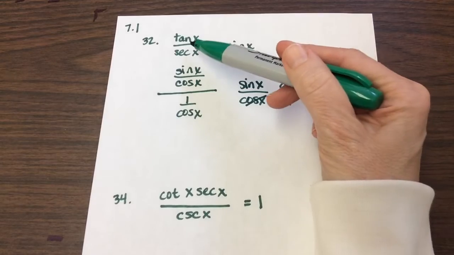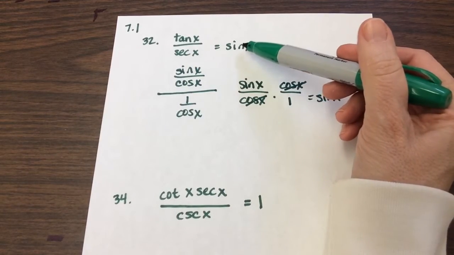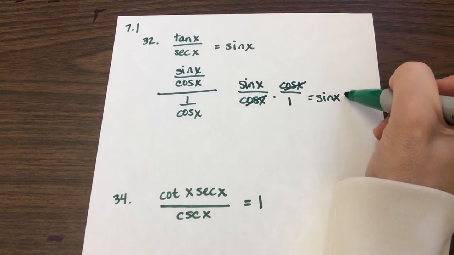I'm trying to show that that left side, which I've just simplified to sine of x, equals that right side, which is sine of x. So I've done that.